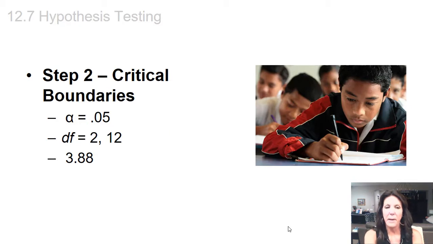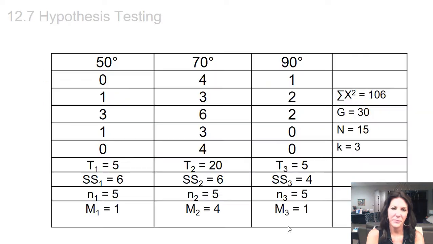We need to set our critical boundaries, and let's set it at 0.05. Why not? Our degrees of freedom, I'm going to be filling you in on the degrees of freedom now, although it's easier once you've done the calculation to figure out the degrees of freedom. The degrees of freedom for this study are going to be 2 and 12. You'll see that in a minute. And if you look at degrees of freedom 2 in the numerator and 12 in the denominator on your F table, you'll see a critical value of 3.88. So the F that we calculate needs to exceed 3.88.